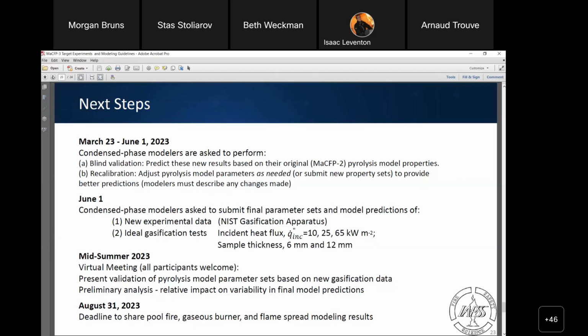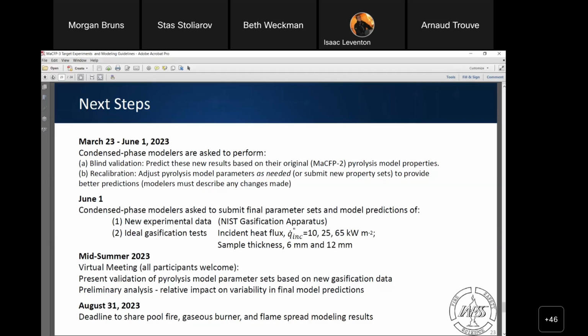And that'll allow us to understand the sensitivity of these predictions just to the material properties that are going in. All of that will hopefully come from participants by the end of summer. So the gaseous burners, the flame spread results, we hope that you can submit that at the end of summer to allow the committee time to work with that data, analyze it, make changes as needed, or ask for adjustments.